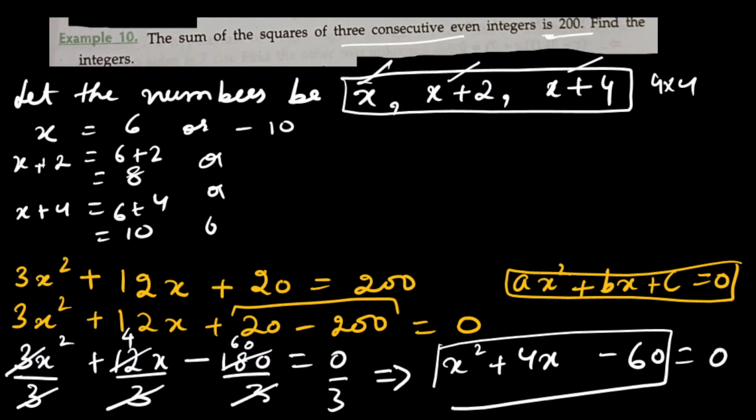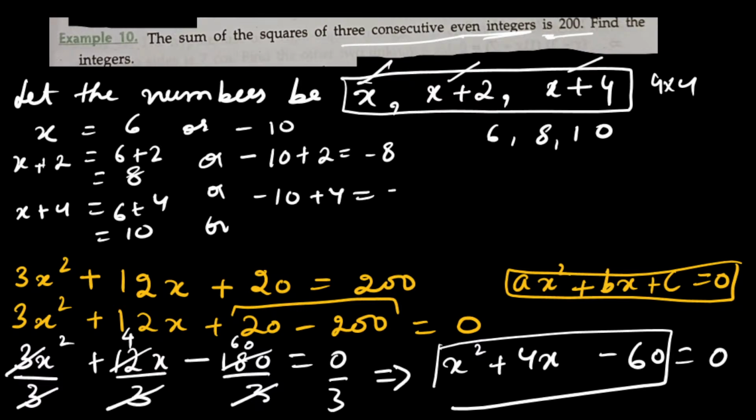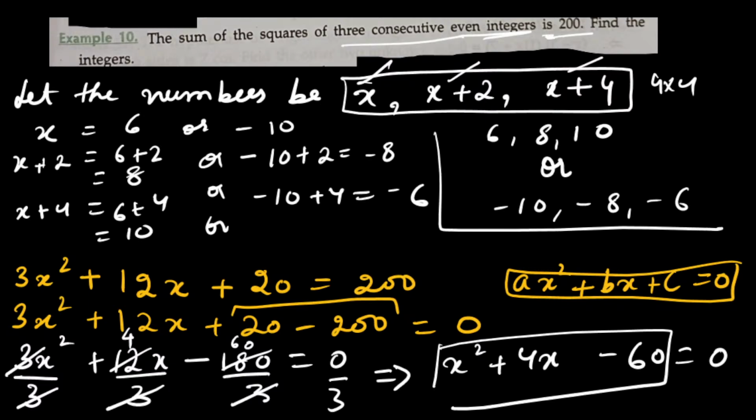Here it is not mentioned, it's only mentioned integers are even. So 10 is also an even integer. So the numbers are actually 6, 8 and 10. Also we have to consider this. Here also, minus 10 plus 2 we can find, which is minus 8, and also minus 10 plus 4, which is equal to minus 6. So the numbers might be 6, 8, 10, or minus 10, minus 8, minus 6. So like this, at the end you have to write these are the required numbers. Is it clear?